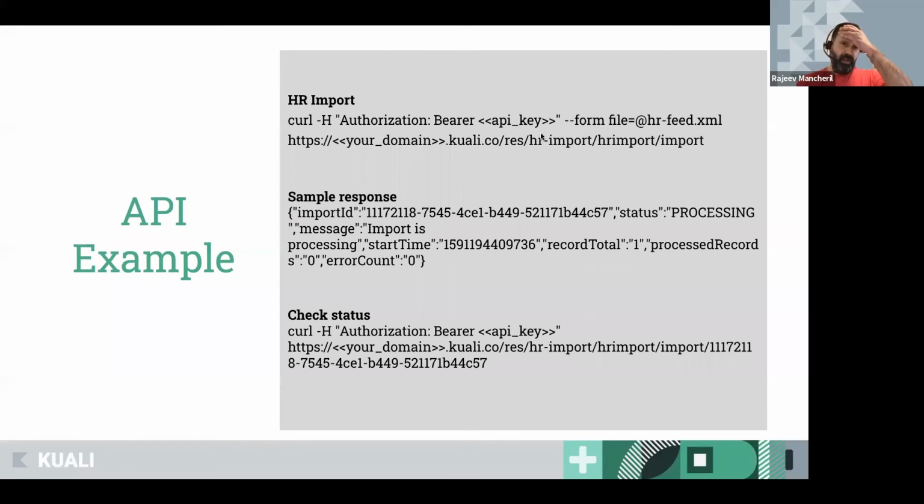So this is a slide I was just talking about earlier, a quick example of the HR import. You're using your API key, the right API key there, and the file that you wanted to upload, basically the XML file, and that is the endpoint where you'll hit just to upload that XML file.